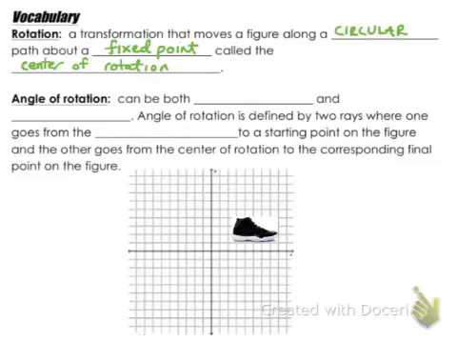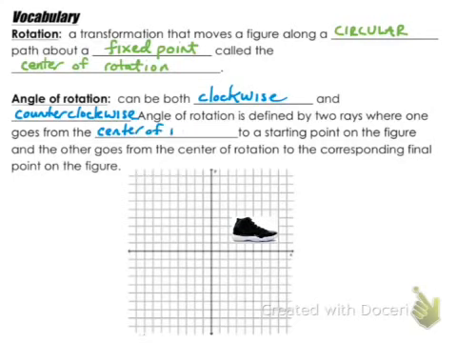So here's our diagram. We're going to use a shoe as our example. Then we also have another term called the angle of rotation. The angle of rotation can be both clockwise and counterclockwise. So we can rotate an image clockwise or counterclockwise depending on what the directions ask us to do. And this angle of rotation is defined by two rays, where one goes from the center of rotation to a starting point on the figure and the other goes from the center of rotation to the corresponding final point of the figure. Okay, so let's take a look at our figure below.